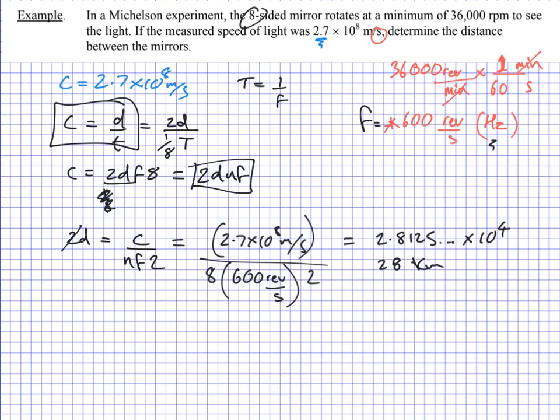28 kilometers. Now, just to double check, I'm just going to do my units. Yeah, the seconds here are going to cancel out, and we're left with meters. Meters per revolution. Well, per fraction of a revolution, we can kind of ignore that as well. So meters, and that's good because we're finding a distance. So there we have it, 28 kilometers.